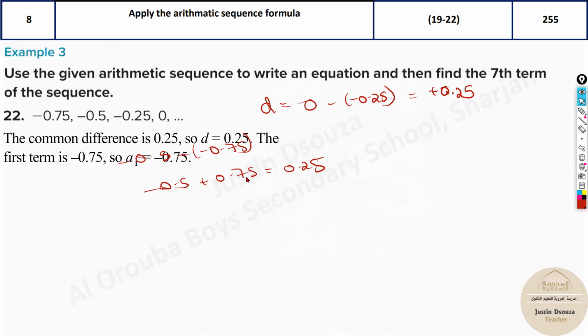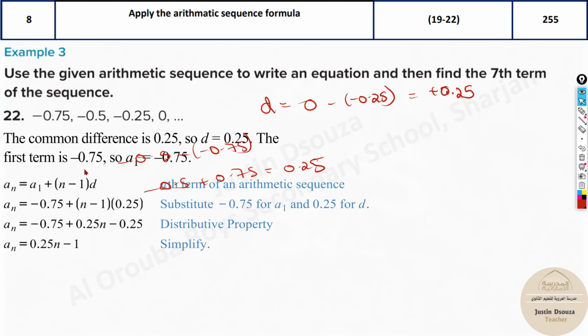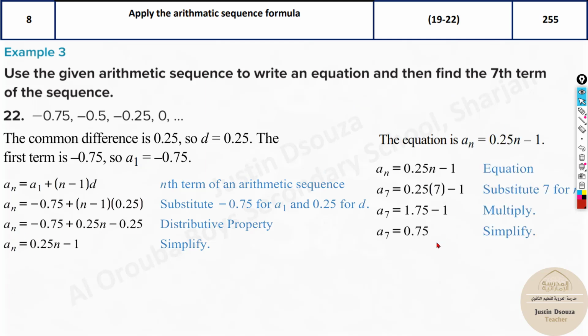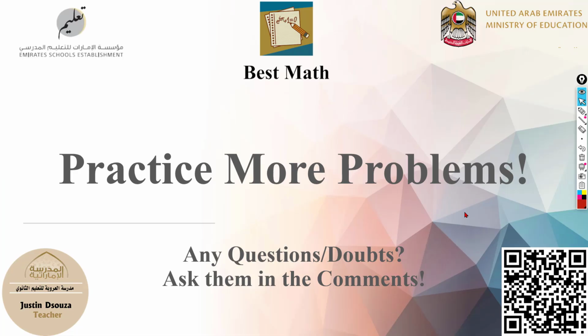So in this case, the answer d value is 0.25, a is over here negative 0.75. Substitute and get the answers. This is the equation. If you want the nth term, you just substitute the n value and get the answer. Very easy topic. Please make sure you remember the formula and you can easily solve the problems.